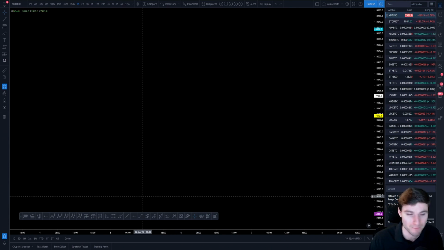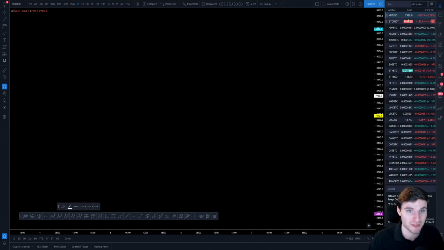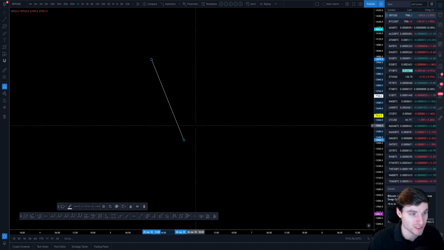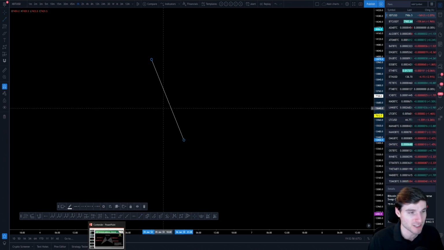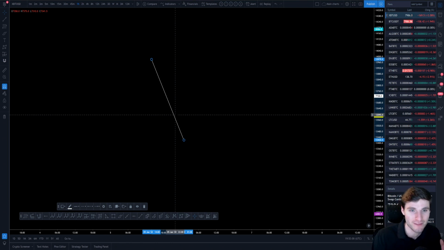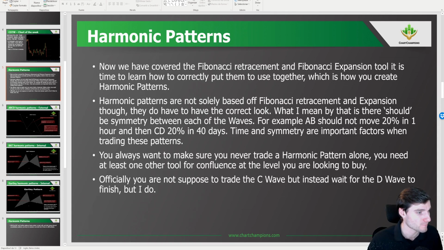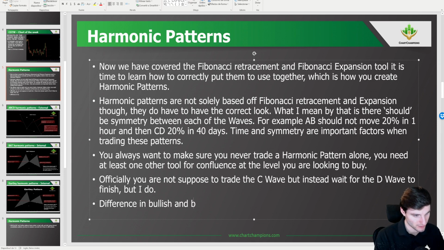It looks like Bitcoin's dropping again, by the way, so who knows, we might not get that bounce. But yeah, this all starts off the same way, and actually, let me mention that at the end. Don't let me forget the difference between a bullish harmonic and a bearish harmonic. I need to remember to say that. So let me just write it down. Actually, difference in bullish and bearish harmonics.